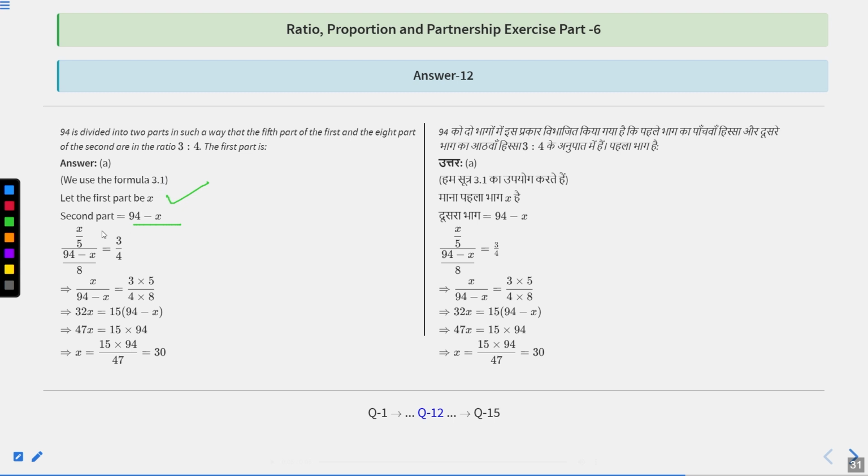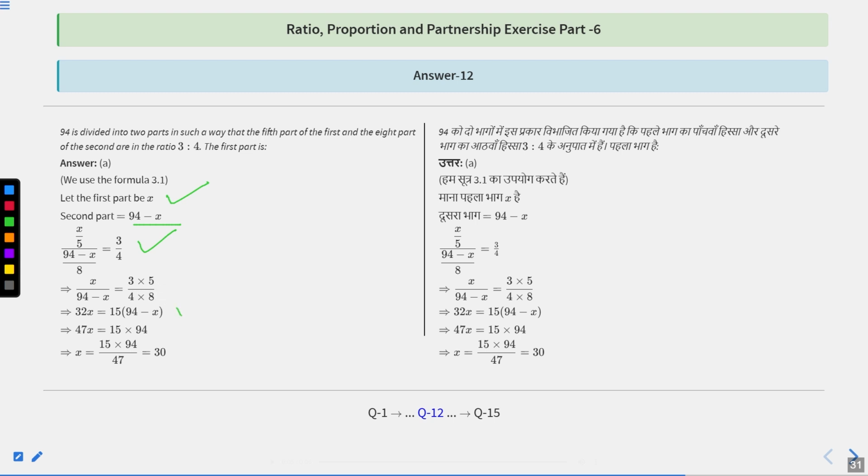The question says the ratio of the fifth part of the first number, so we take x upon 5, and the eighth part of the second number. So the second number is (94 minus x) divided by 8, and it is given that they are in the ratio of 3/4. So we can equate it to 3/4. When we solve it, we get x upon 94 minus x equals 3 multiplied by 5 upon 4 multiplied by 8.